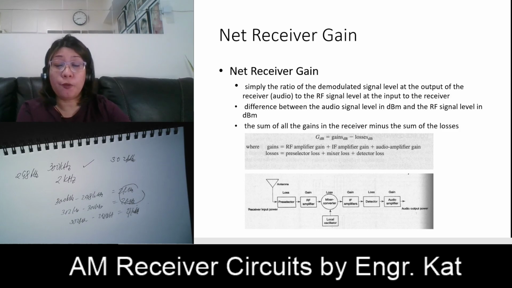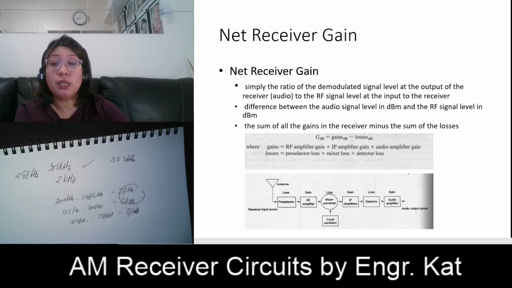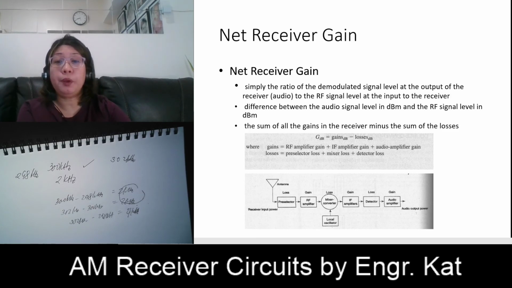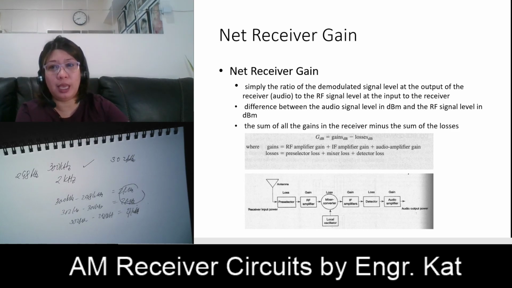If we look at this one, your RF signal coming from the antenna going to your speaker here as your audio output power experiences losses and gains. So all we have to do is subtract those losses from the total gains to get the net receiver gain.